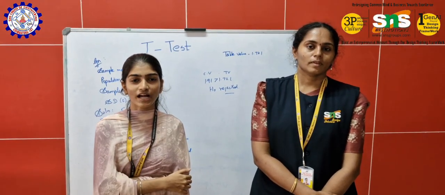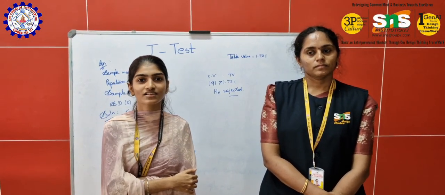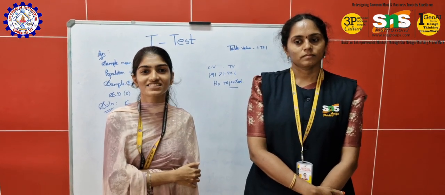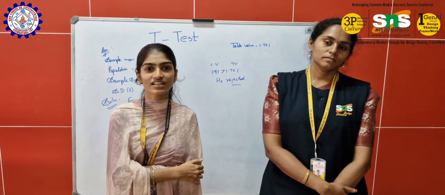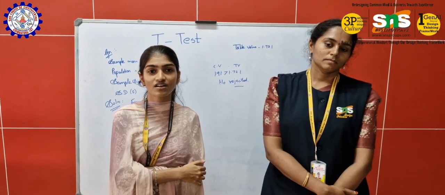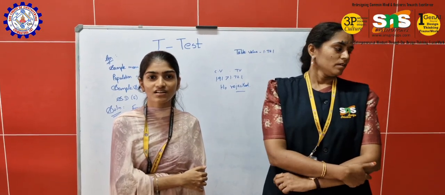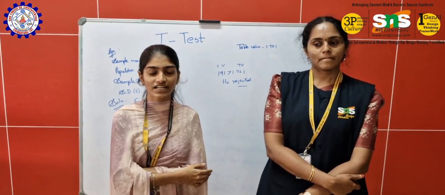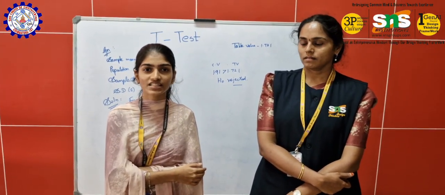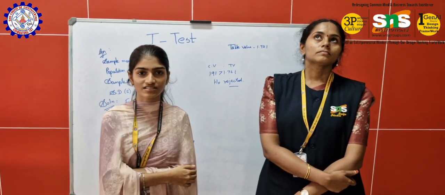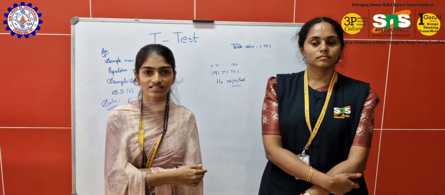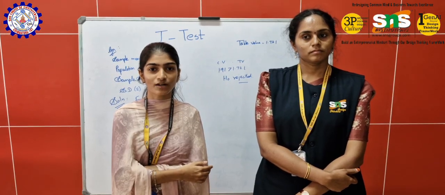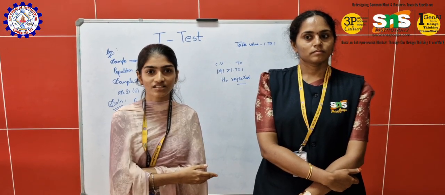Quality control in manufacturing: a manufacturer claims that the average length of a rod is 10 cm. A sample of rods is taken and the one sample t-test is used to check if the sample mean is significantly different from 10 cm. The next application is education. An education board claims that the average test score for a standardized exam is 70. A school wants to verify if their students perform differently from the national average.